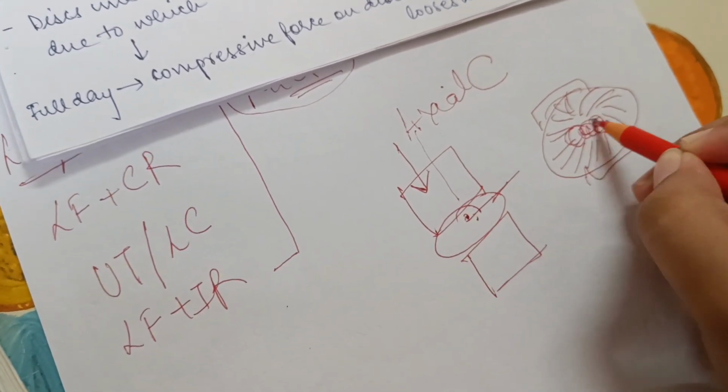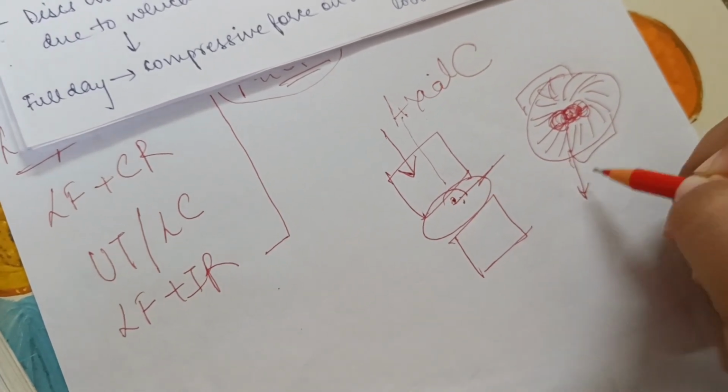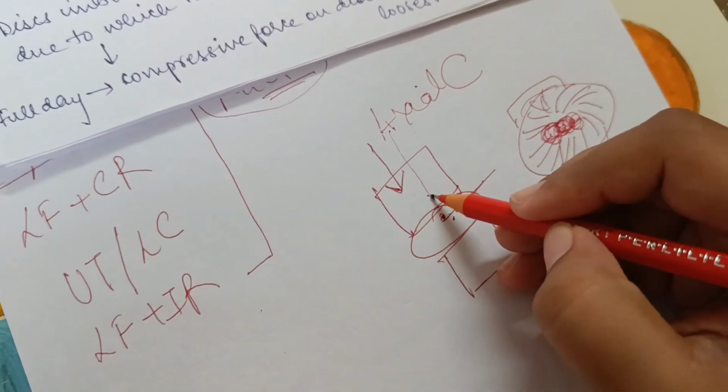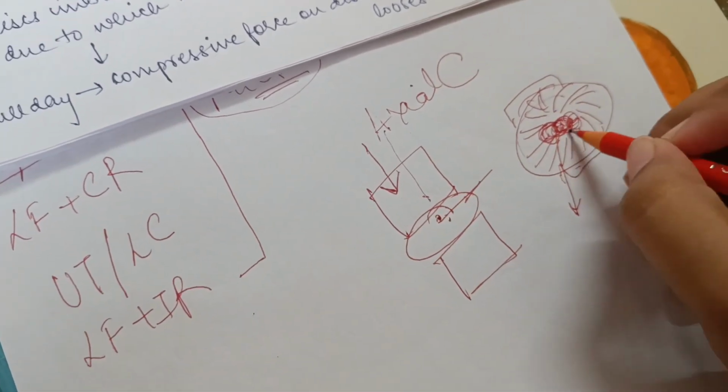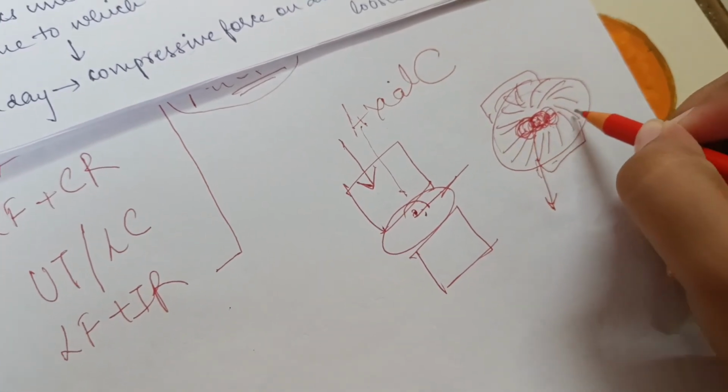So whenever there is axial compression, why does the nucleus pulposus not move out suddenly? And why does it not bulge out? The reason is that whenever there are increased loads on the vertebral body, it will transfer them to the disc, and the disc has a property of absorption of forces. So the disc is going to try and absorb these forces.